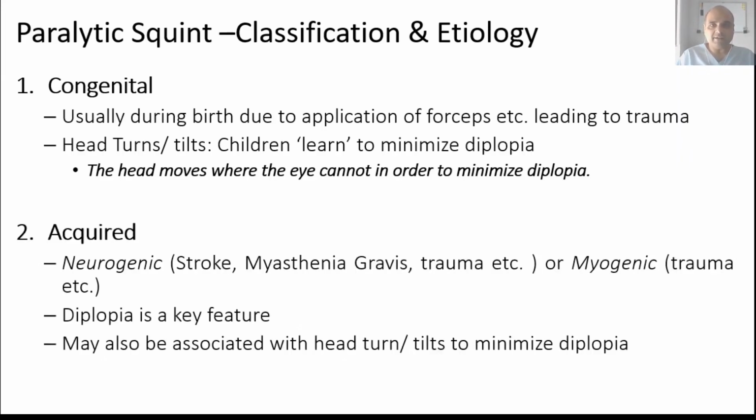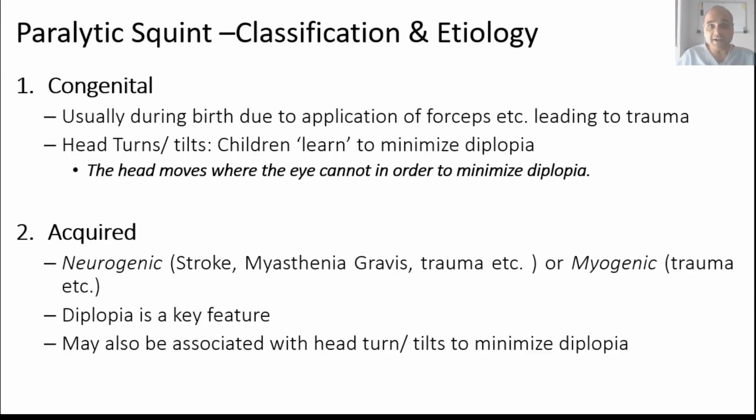An acquired paralytic squint is either of a neurogenic or myogenic origin. A neurogenic origin would include a stroke or myasthenia gravis or trauma, or myogenic would be direct trauma to the muscle, among other causes. And an acquired condition has diplopia as its presenting feature and a key feature. And it is also associated with the head turn or a tilt because the patient would simply learn to turn the head in a direction where the squint is minimized.